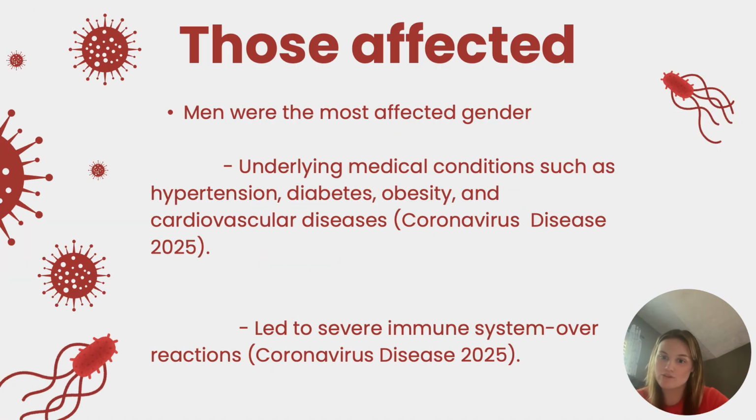And then men were the most affected gender. Underlying medical conditions like hypertension, diabetes, obesity, and cardiovascular disease were the same ones that were in the US, for those underlying health conditions, back on the past slide. And men usually just tried to push through, and it's scientifically proven that they try to push through more. And them pushing through and then getting COVID led to severe immune overreactions.